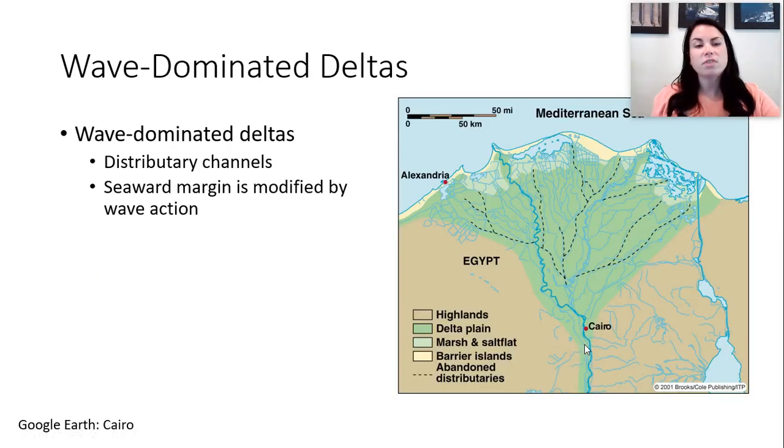Okay, next is wave-dominated deltas. So instead of having a river, we see that waves are actually helping deposit some of these deltas. So this is where we have the seaward margin modified by that wave action. And an example of this is near Cairo. And this is where we have our delta plain outlined here in this green color. And we have these barrier islands that are on the edges of the delta plain. So let's go look at that.